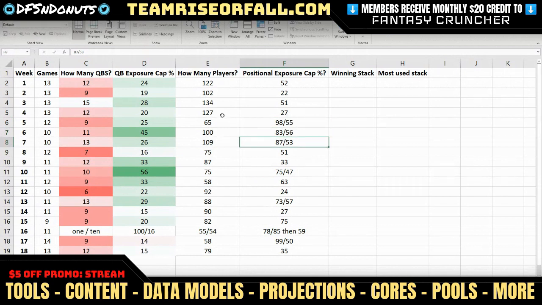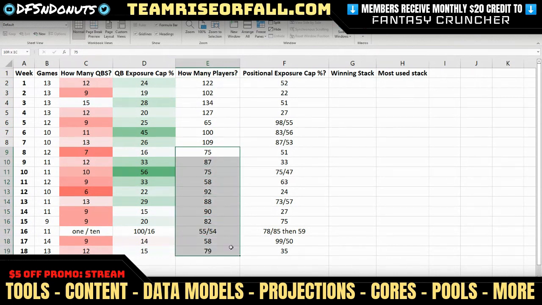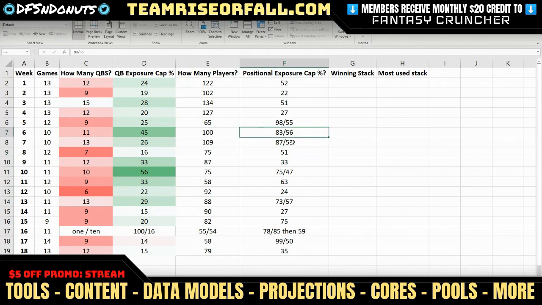Now, you can see once people figured out, oh yeah, Cooper Kupp's good, this player's good, that player's good, this player's not, the player pool size really starts to dwindle. And we actually do not get over 100 again for the final 11 weeks of the NFL season. When you're looking at the players' exposure caps, you start to see some higher caps too: 98, 83, 87, 51, 75, 63, 73, 75, 78, 99. Someone went 99% on a player.